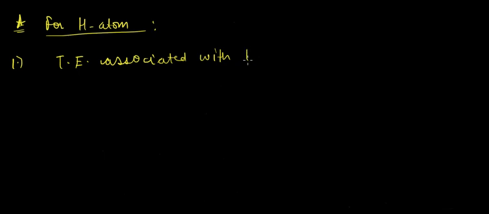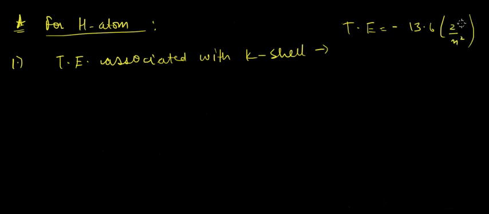This would be nothing but, again I hope you remember the formula of total energy, which is nothing but minus 13.6 Z square upon N square electron volt per atom. So for K shell, Z for H would be 1 and N for K shell is already 1, so total energy would be minus 13.6 electron volt.